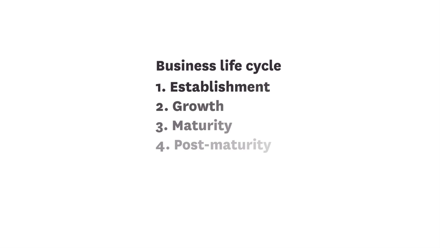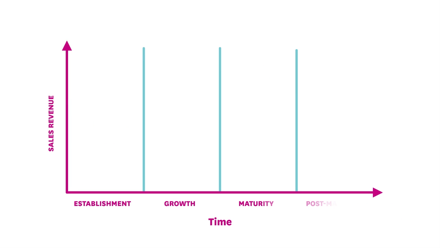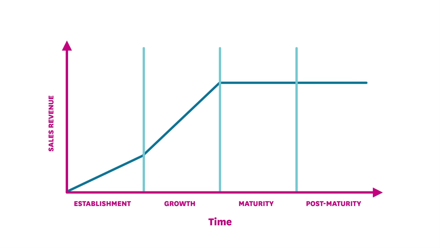There are typically 4 stages in the business life cycle: establishment, growth, maturity, and post-maturity, and the length of each of these stages will be unique to each business. A diagram can be constructed showing the stages of the business life cycle relating sales on the vertical axes to time on the horizontal axes.